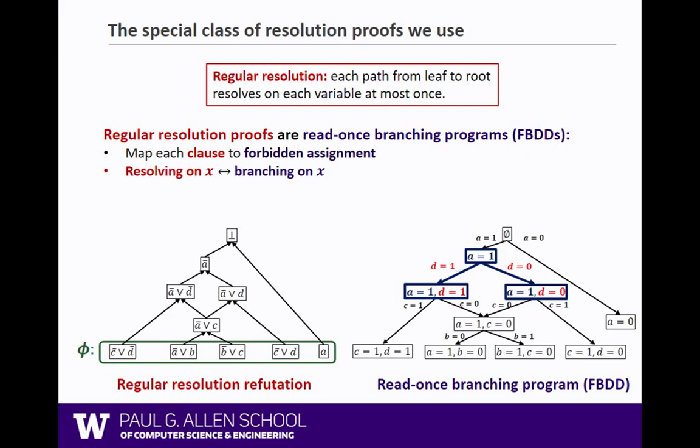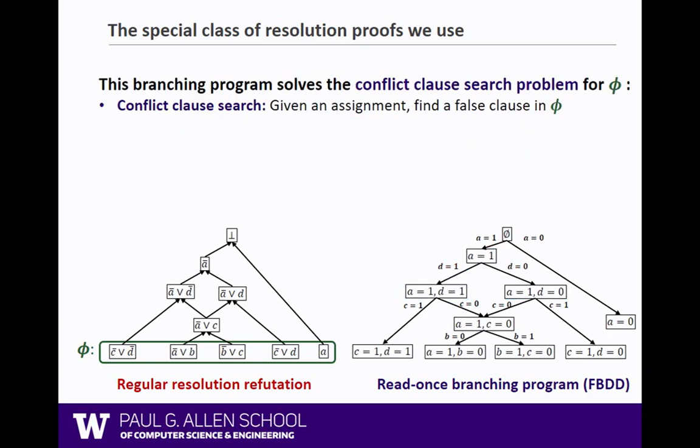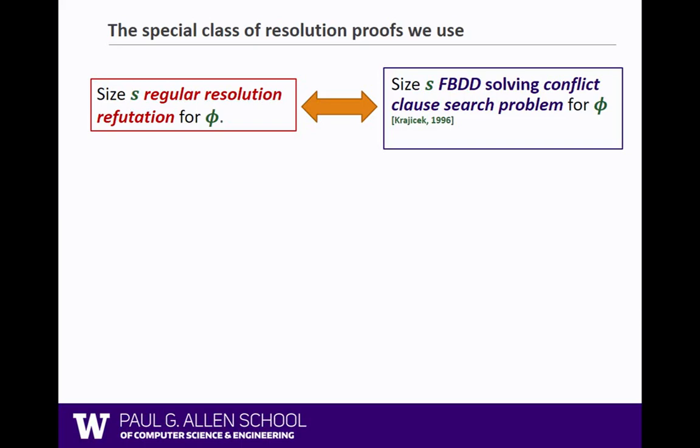What is this branching program doing? It's solving the conflict clause search problem for phi. This problem is, given an assignment, find a falsified clause in the formula. So this branching program, you can imagine as you start at the root, you follow the arrows according to whatever assignment you're given, and once you reach a leaf, that tells you which clause in your formula has been falsified by your assignment. Okay, this conversion actually goes both ways.